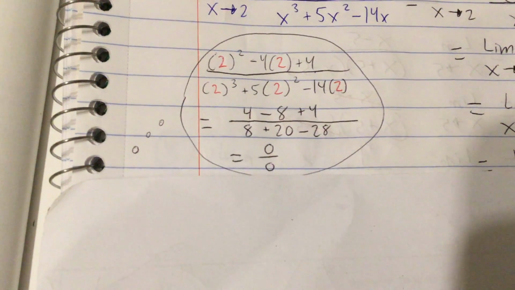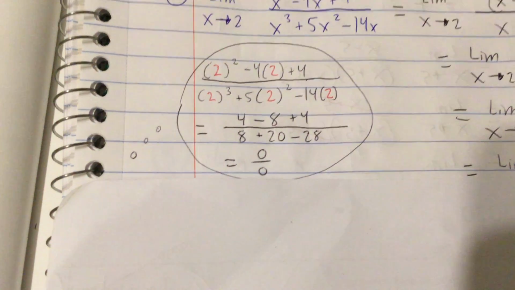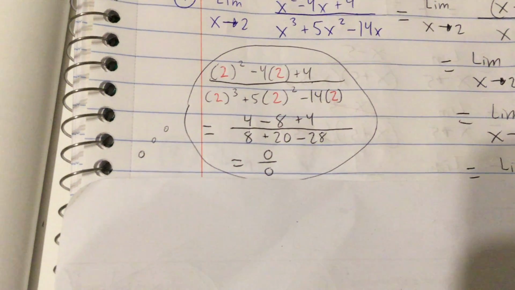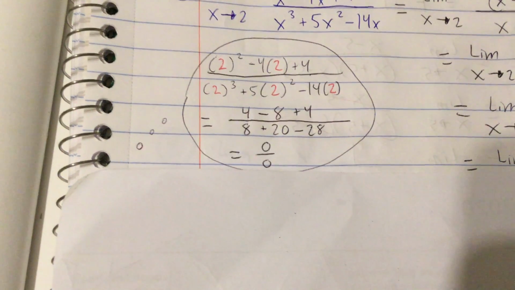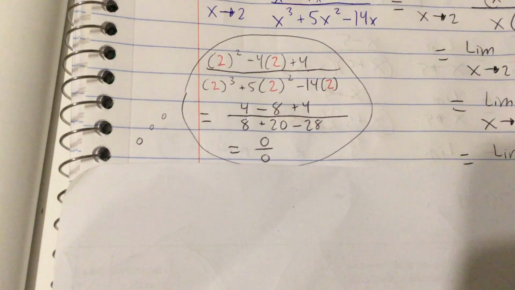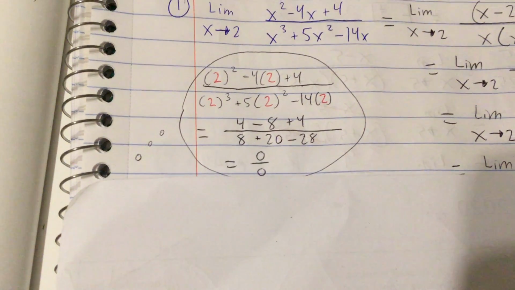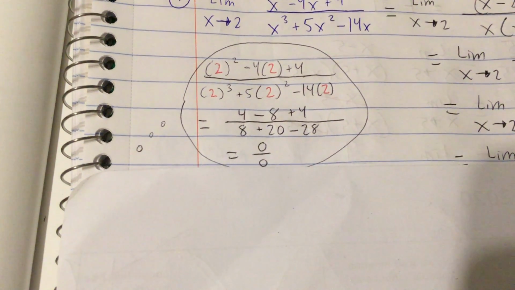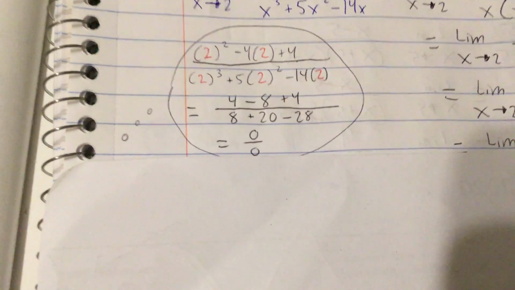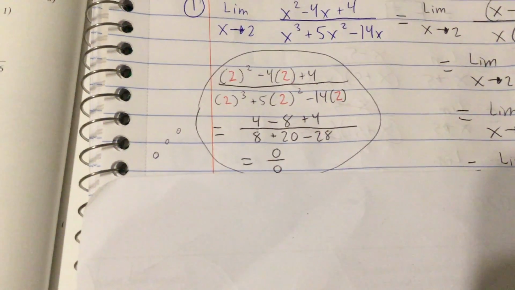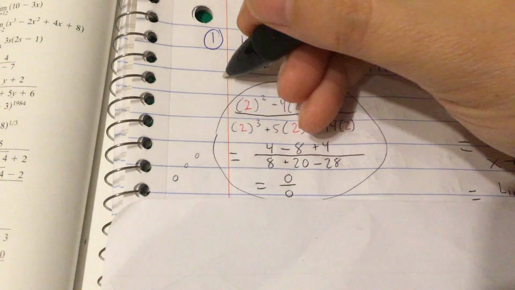I get in my thought bubble because I use cartoons. So I got blank squared minus 4 times blank plus 4 over blank cubed plus 5 times blank squared minus 14 times blank. I'm going to plug in x equals 2 in for the blanks. So I get 4 minus 8 plus 4 over 8 plus 20 minus 28. In other words, 0 over 0. Isaac Newton is not happy.